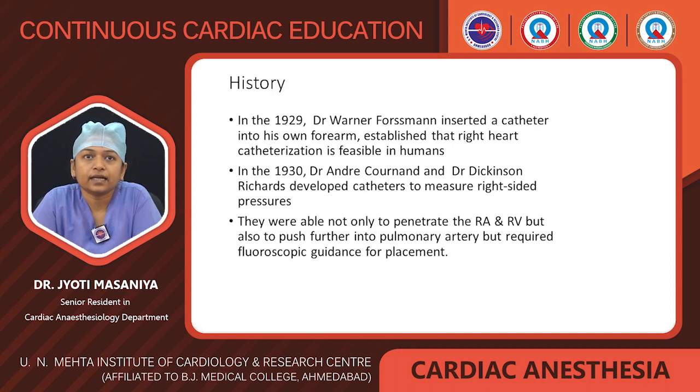In 1929, Dr. Werner Forssmann inserted a catheter into his own forearm and established that right heart catheterization is feasible in humans. In 1930, to find practical ways to use Dr. Forssmann's invention of the heart catheter, Dr. Andre Cournand and Dr. Dickinson Richards developed the catheter to measure right-sided pressure. They were able not only to penetrate the right atrium and the right ventricle, but also to push further into the pulmonary artery, but it required fluoroscopic guidance for its placement.